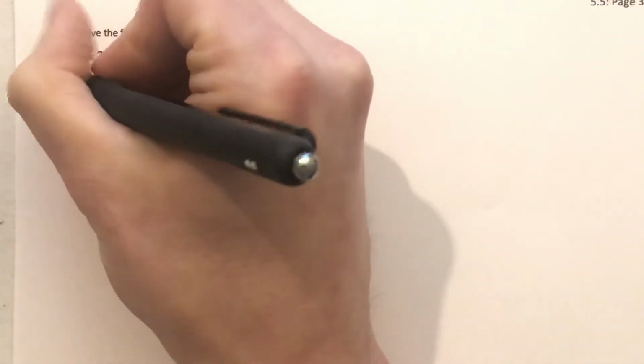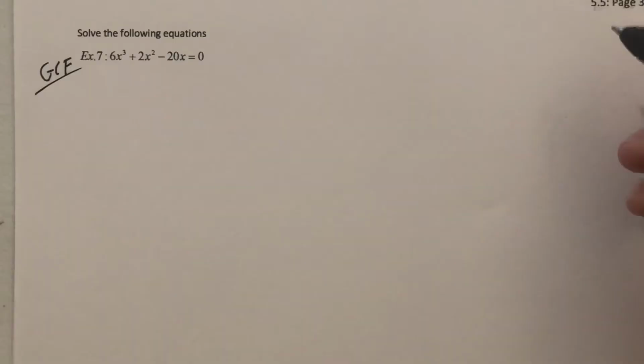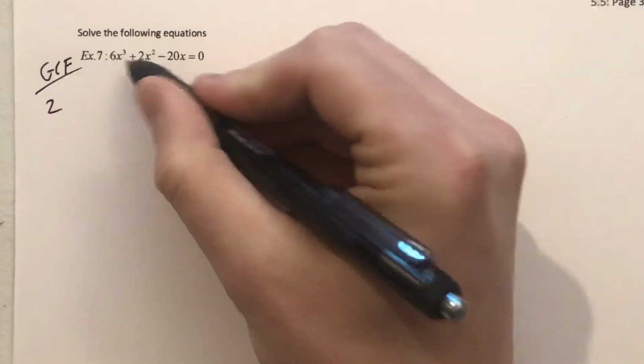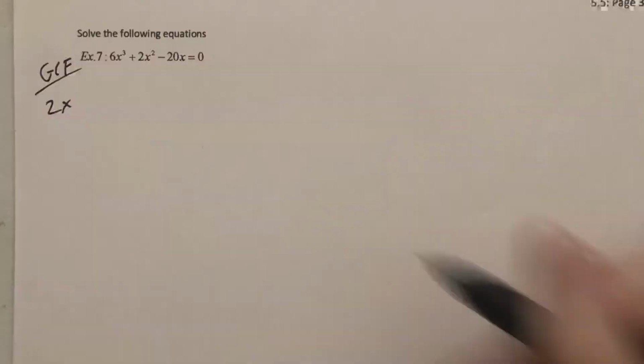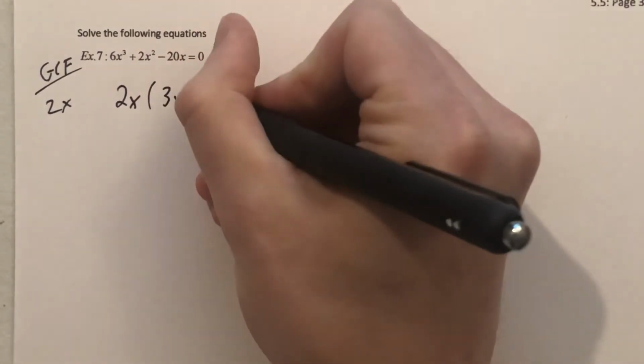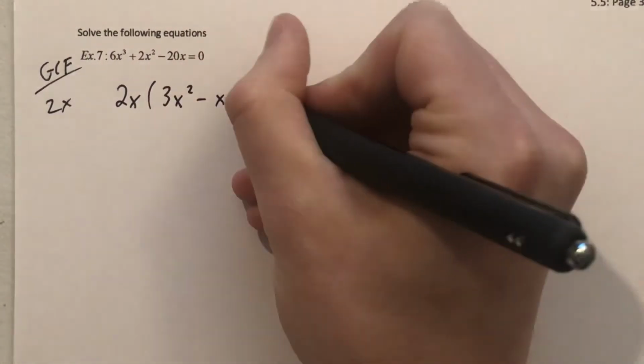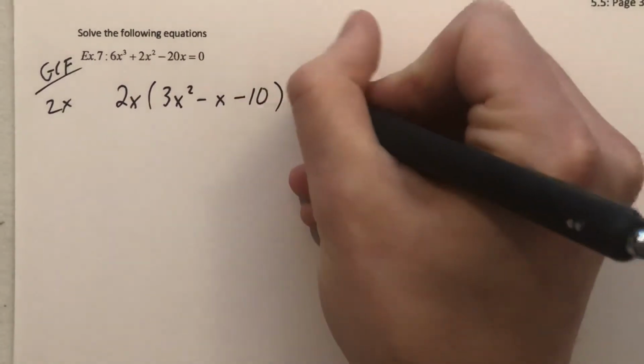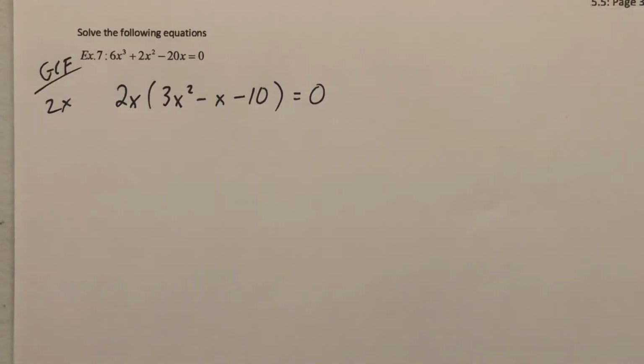All right, next one, we see the equals 0. So first step, GCF. Looks like here we've got a 2 in common for the coefficients, and if you notice, there's an x in all 3 of those. So 2x will be our GCF. Factoring that out, we're left with 3x squared minus x minus 10 equals 0.